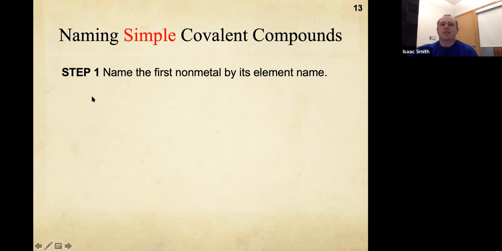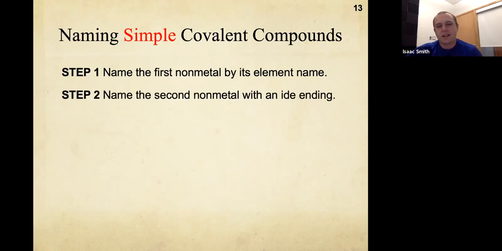All right, so now we're going to talk about naming covalent compounds. We talked about naming ionic compounds. With ionic, there's the way to name it when you know the charges, and then if you don't know the charge of the metal, then you use the Roman numerals. Covalent compounds are easier to name. You first just put the first nonmetal by its name, okay? Then you put the second nonmetal with the IDE ending, okay?